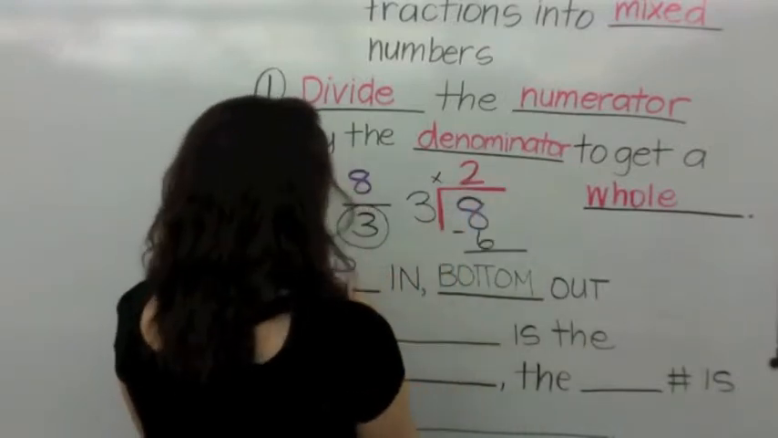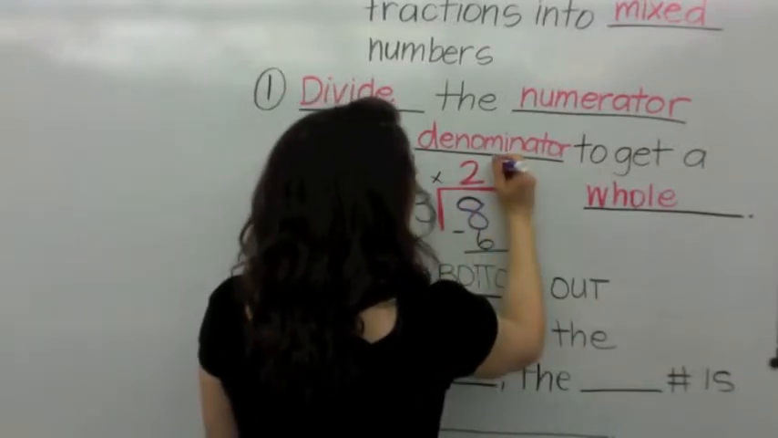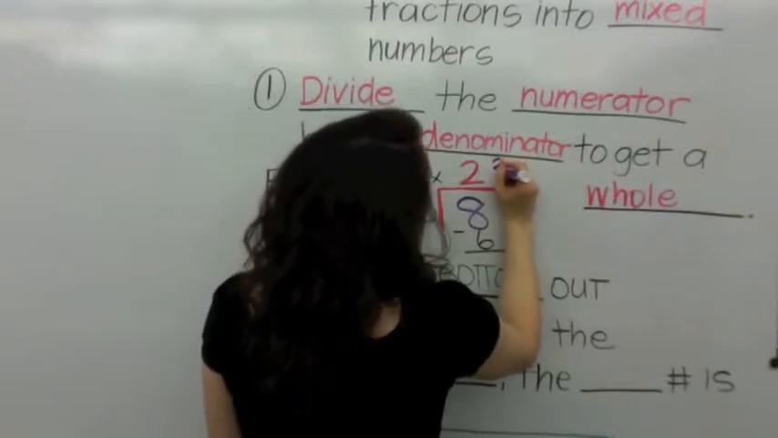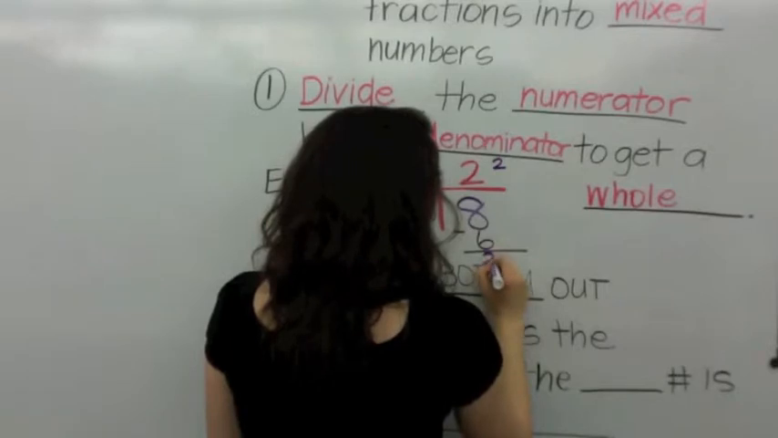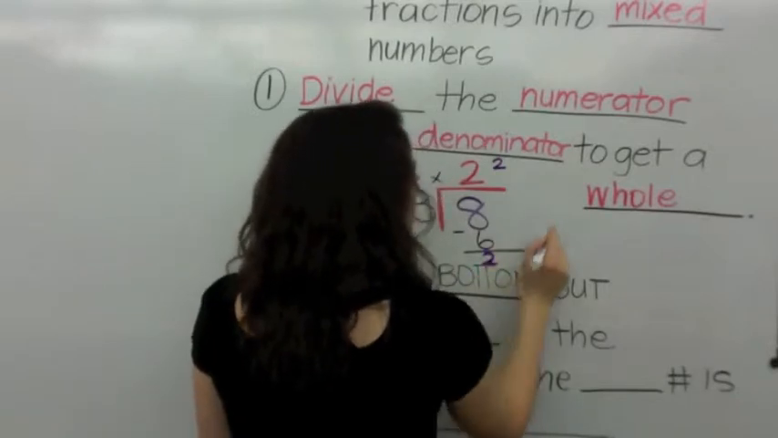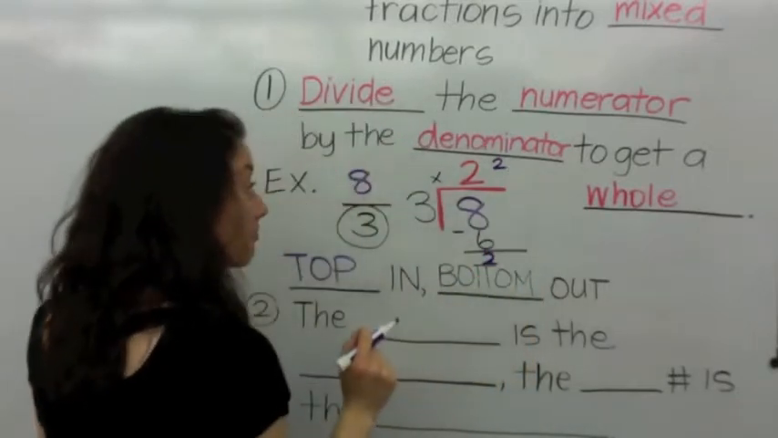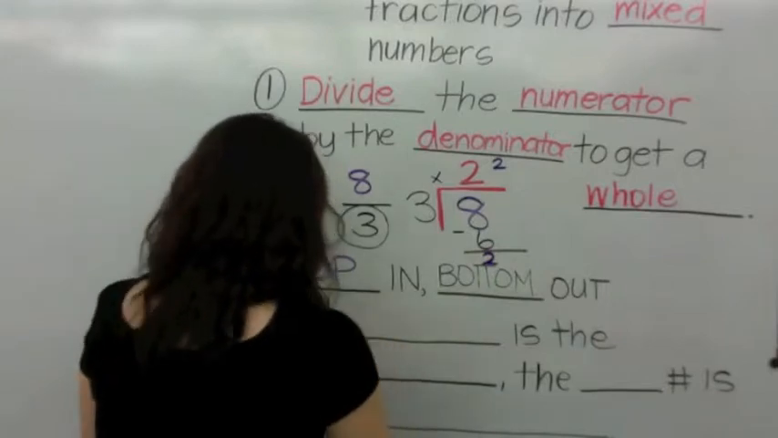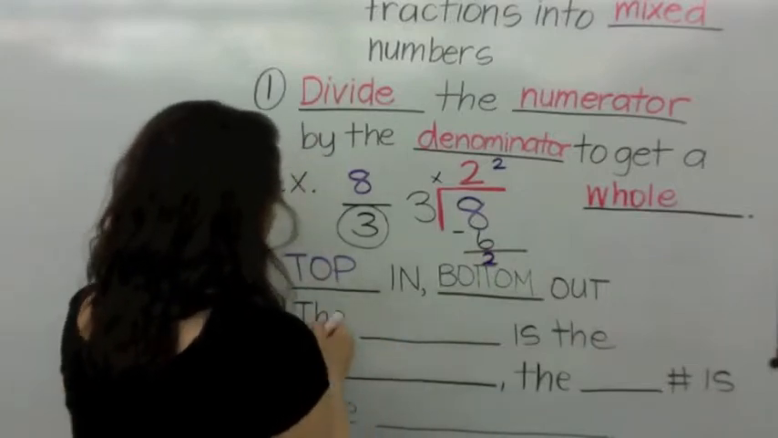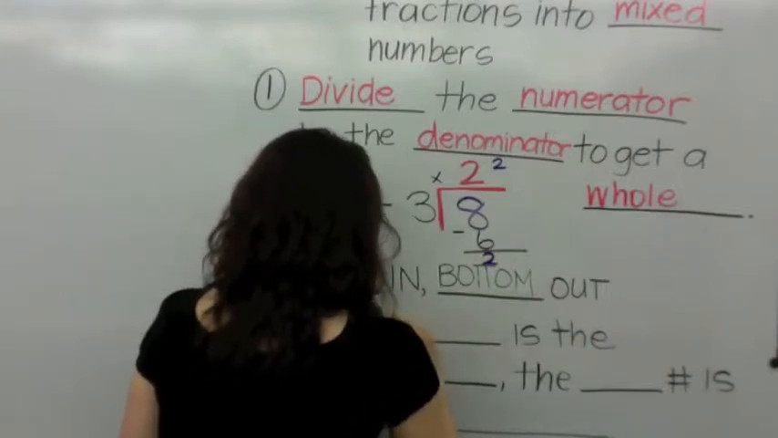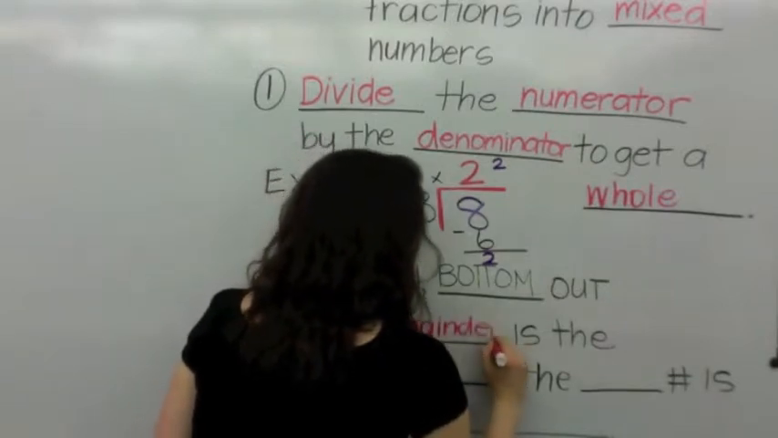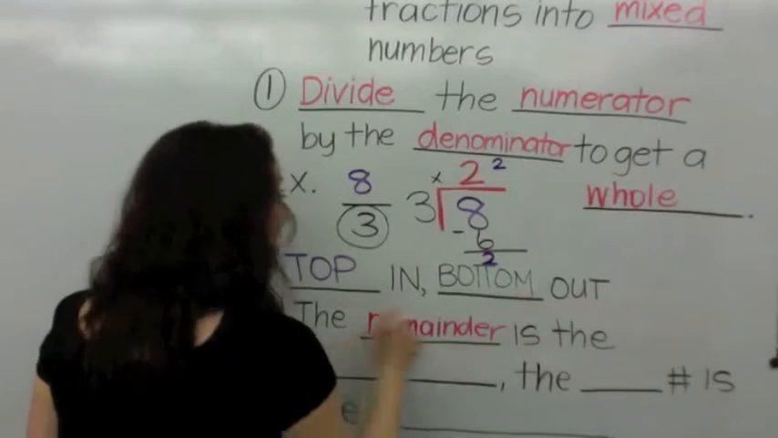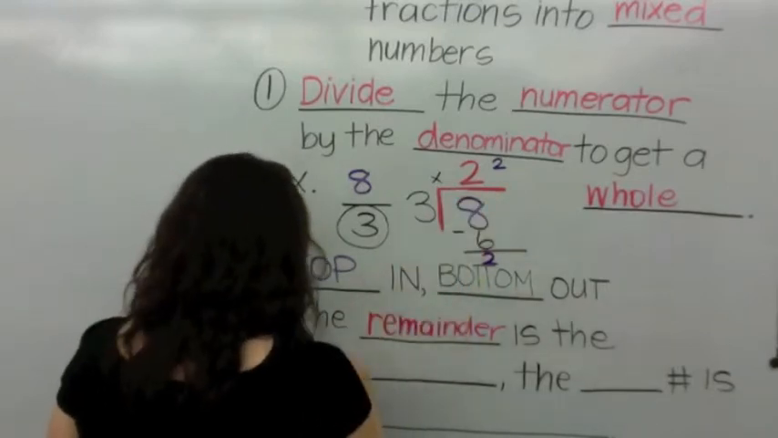Okay. This little 2. There's 2 left over, and you can also write it here. There's 2 left over, so it is now going to be the top of my fraction. So the remainder, in this case it's 2, becomes the numerator.